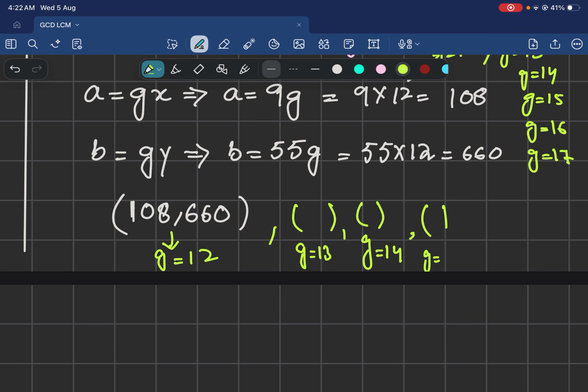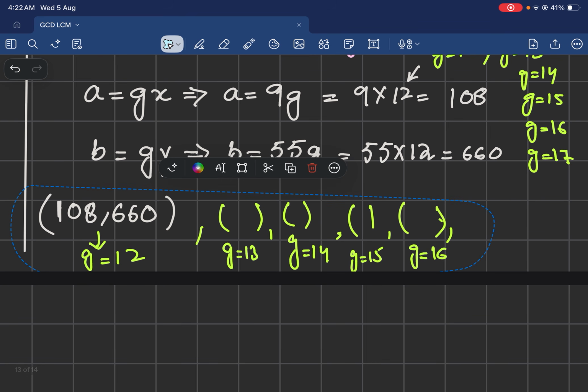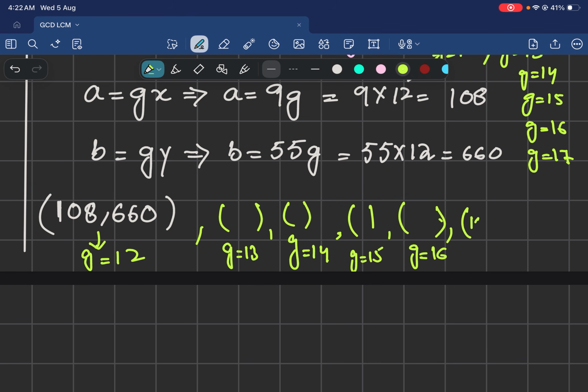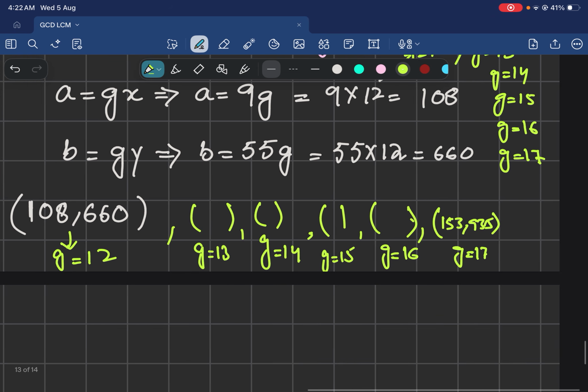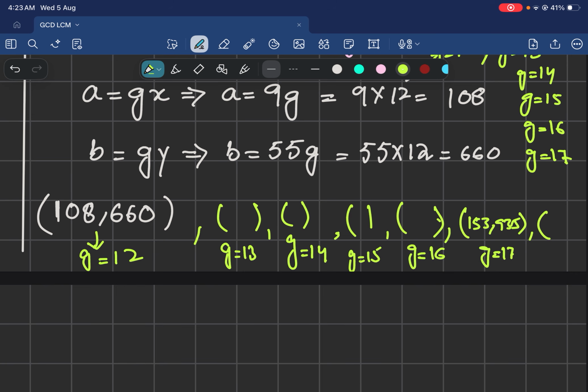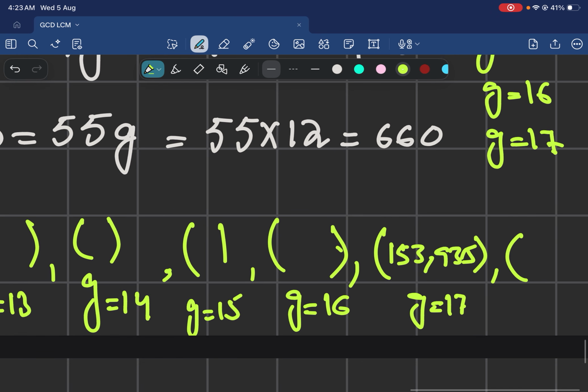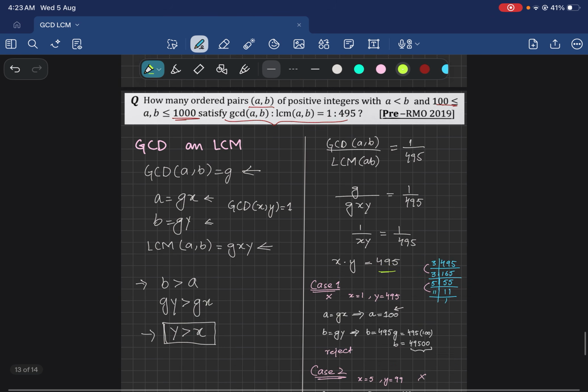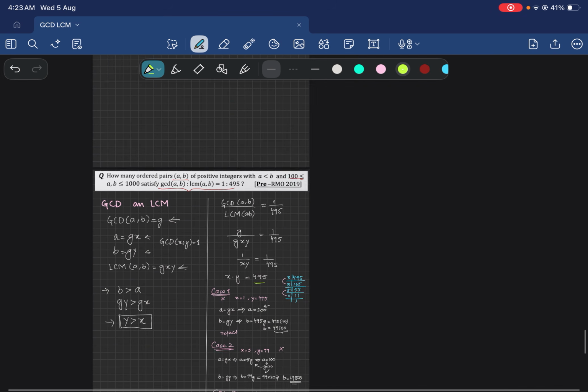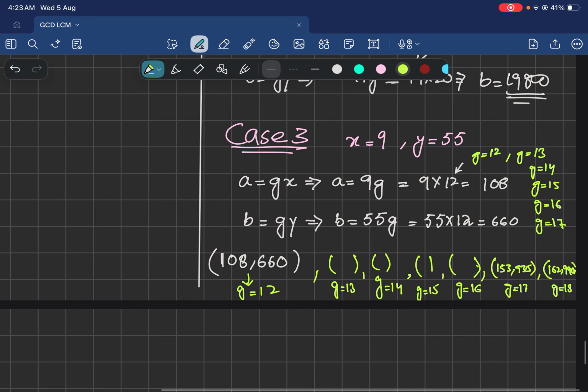For g of 15 you will get another pair. For g of 16 you will get another pair. When I plugged in g of 17, I got another pair, which was something like 153 and 935. If I plug in g of 18, then I'll get the absolute maximum pair, which is 162 and 990. If I go to g of 19, that would exceed 1000, but we do not have to exceed 1000. This is what the question says.